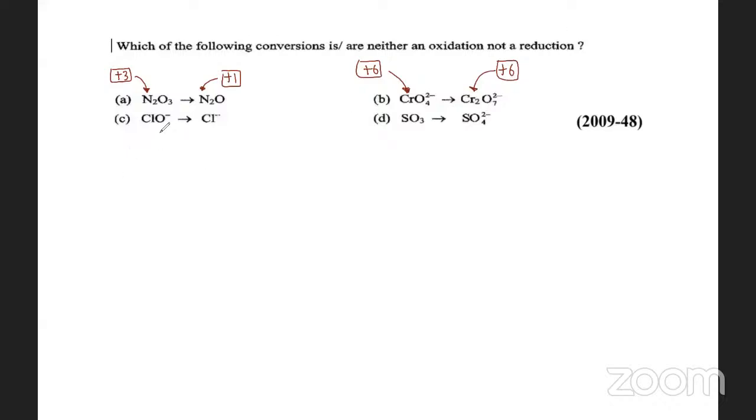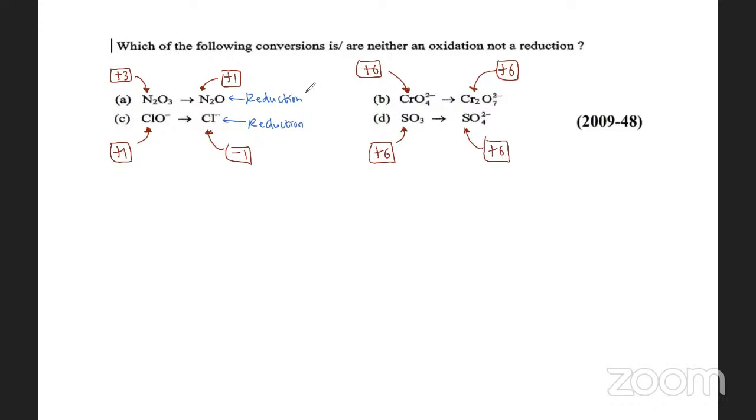And if you go to statement C, in hypochlorite, chlorine is +1, and in chloride, chlorine is -1. So the first reaction is actually reduction. Okay, this one is reduction. This is also reduction, because from +1 it has reduced. And the last one, what is the oxidation number of sulfur in this? In SO3 the oxidation number of sulfur is +6, and in SO4 2- it is also +6.